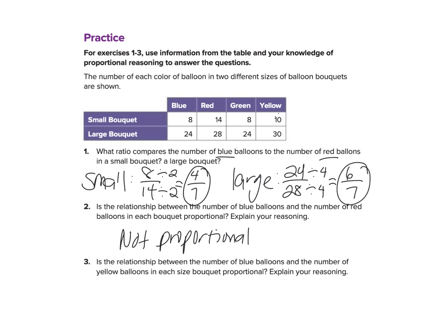Now let's take a look at question number 3. It asks, is the relationship between the number of blue balloons and the number of yellow balloons in each size bouquet proportional? And explain your reasoning. This one I want you to try first from start to finish. So go ahead and pause the video. Go try this one on your own. You're looking at blue balloons compared to yellow balloons in each size, so both small and large bouquets. Take a moment, pause the video, try number 3, and then come back and let's check to see if you got it correct.